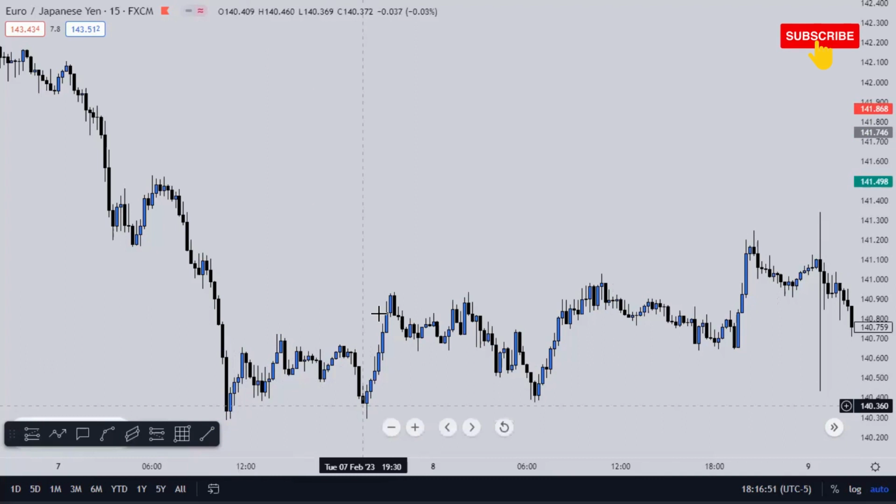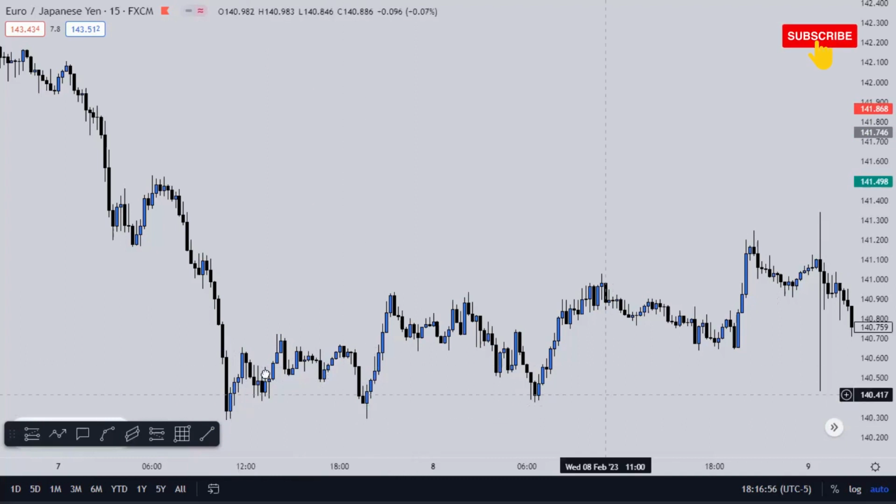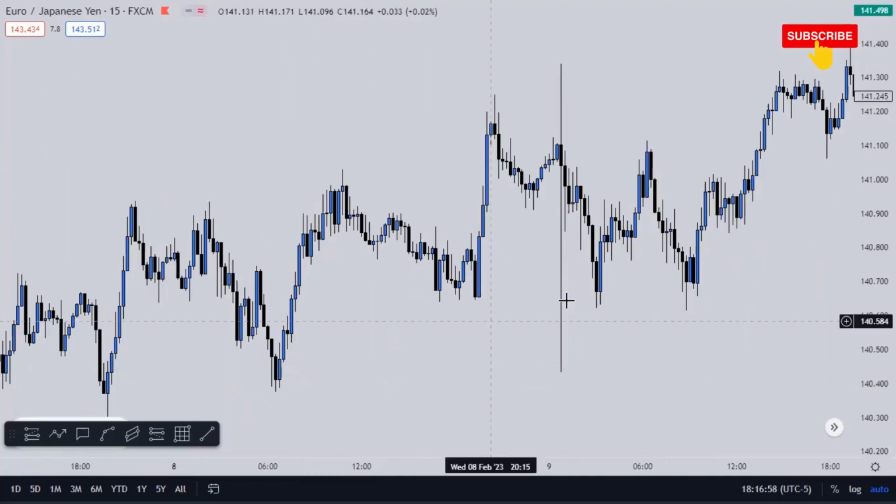Then we have this low that took out structure, but now this low is kind of equal to this low. So I don't really think that to me is support. So all of this is not support. To me, these are levels in the market. And these levels, how do I trade them? I wait for these levels to break and retest so I can buy them.